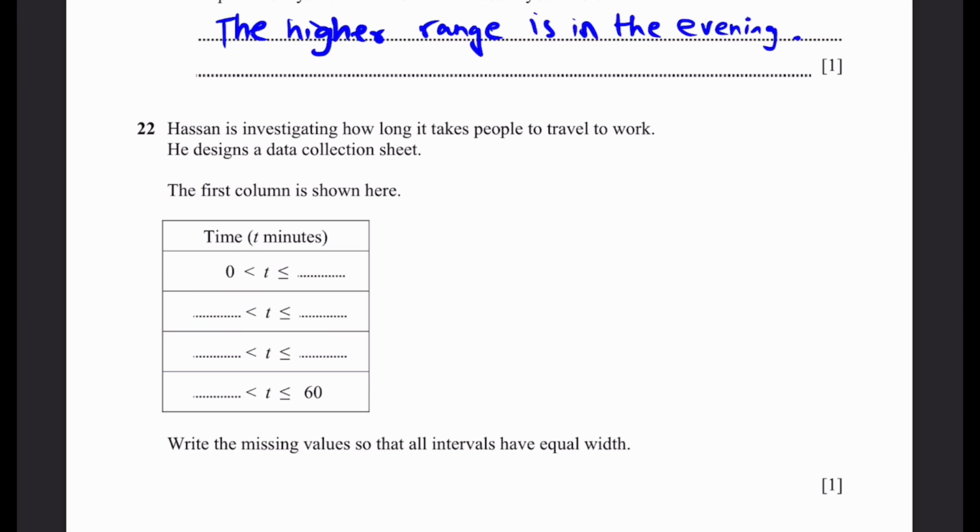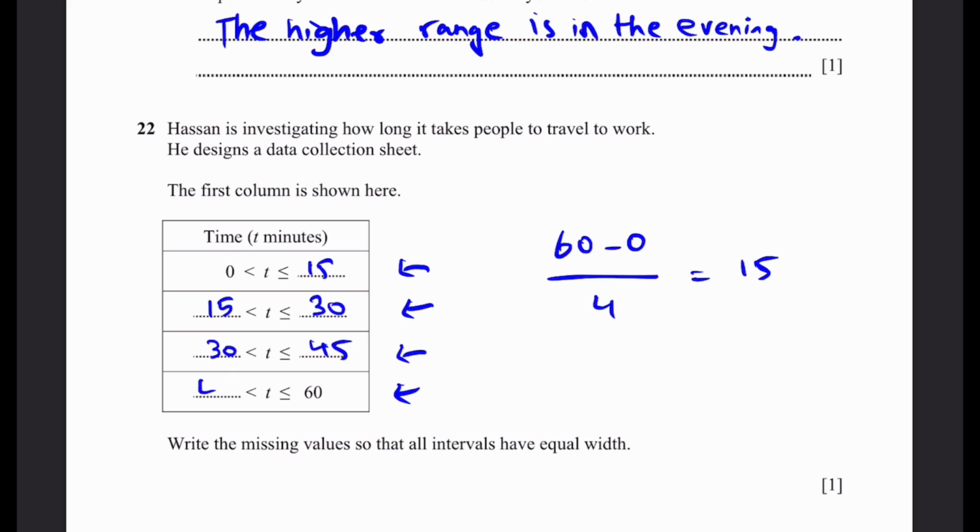Question 22. Hassan is investigating how long it takes people to travel to work. He designs a data collection sheet. The first column is shown here. Write the missing values so that all intervals have equal width. There are 4 rows and it's 0 to 60. So 60 minus 0 divided by 4. 60 divided by 4 is 15. So the width is 15. So let's fill in everything.